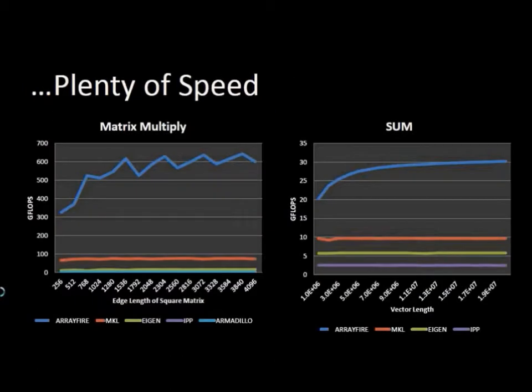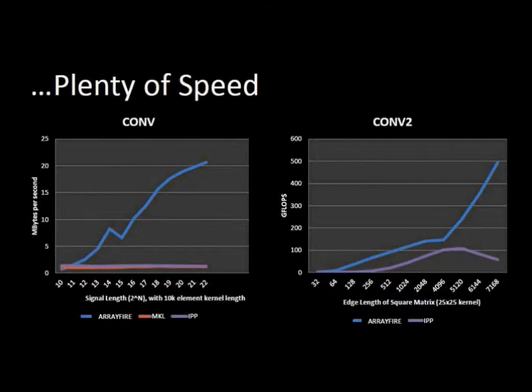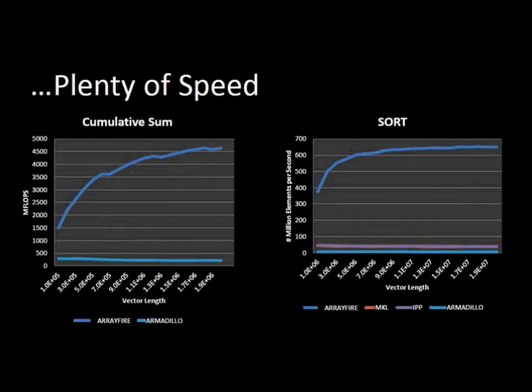And they're plenty fast. If you compare ArrayFire to MKL, Eigen, IPP, or Armadillo, in all cases, it's much, much faster. In this case, we're comparing a high-end Xeon versus an NVIDIA Tesla GPU. And I'm just going to run through here. Matrix multiply and summation, a reduction, for various vector lengths or matrix sizes are shown in these slides. Similarly, convolutions, both 1D and 2D convolutions, and cumulative sums or sorting operations are also much faster on the GPU.